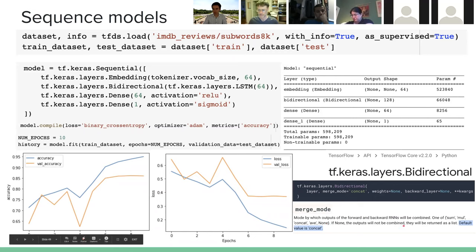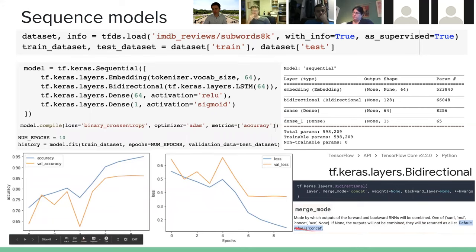If none, the outputs will be combined. But I'm not sure what the combine means. I thought concatenate looks like you're combining them, so. Oh, right. Not be combined, sorry. It'll be written as a list. Okay. So that means that you'll have two outputs and you can do with them whatever you want.